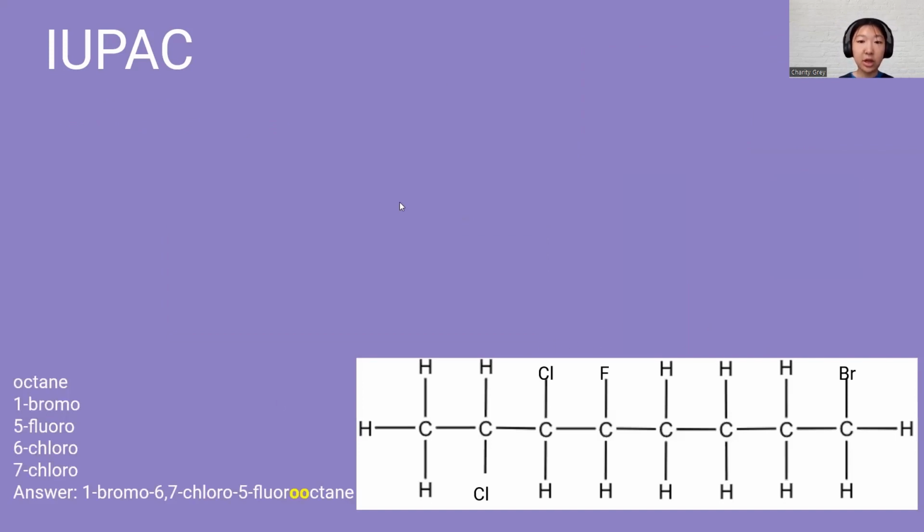So in this one, you notice that this one is actually wrong, because this should be 1-bromo-6,7-dichloro-5-fluoro-octane, right? Very important. Notice right here, we missed the di, okay? So because it has 2 chlorine, it's going to be di.